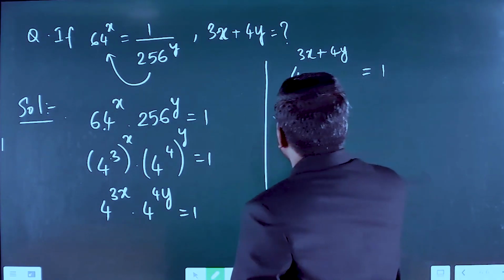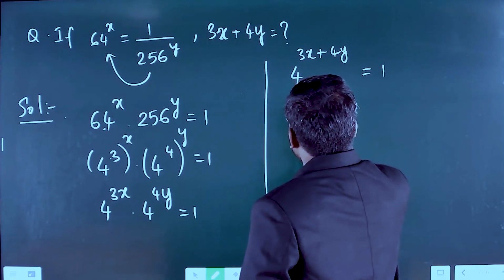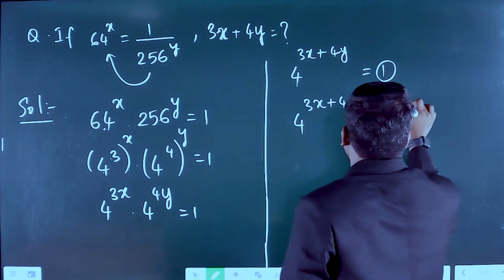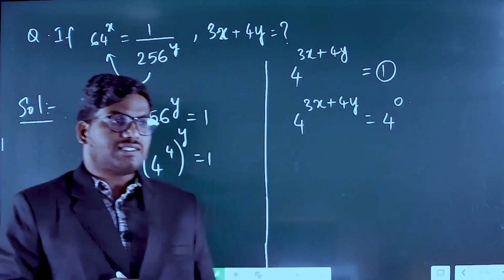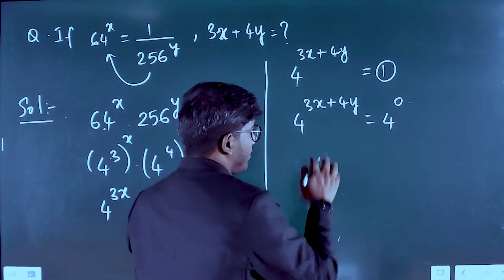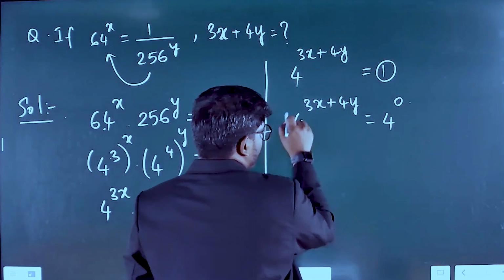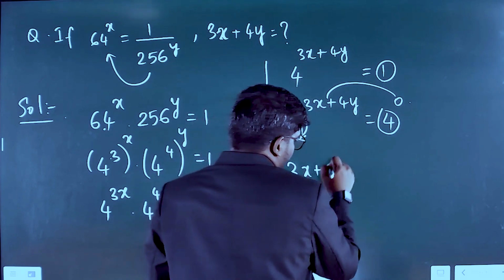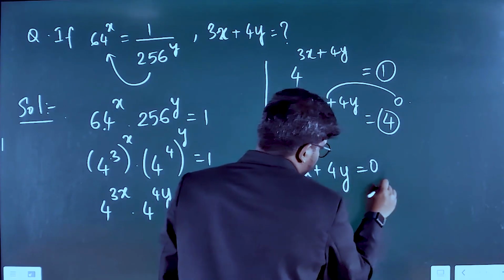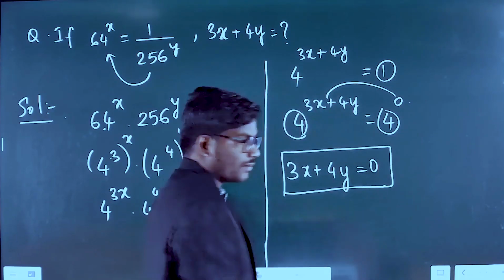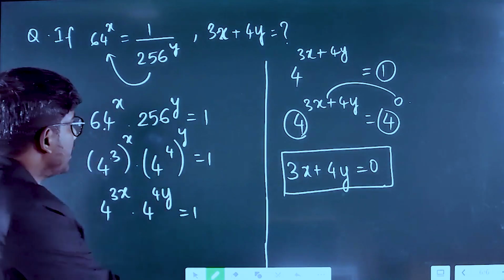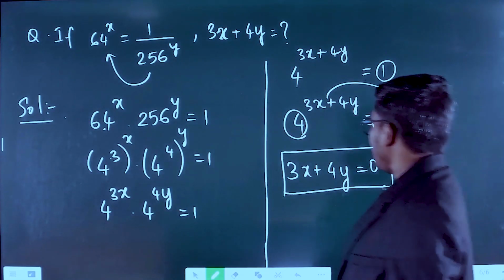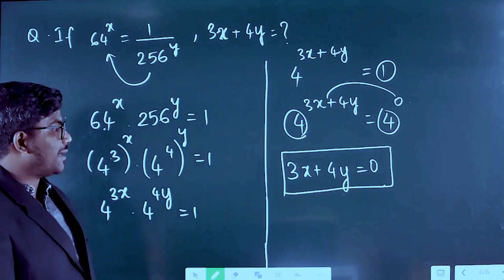Which makes it 4 power 3x plus 4y is equal to 1, which can be written as 4 power 0, right? A power 0 is 1, where a is not equal to 0. So 1 can be written as 4 power 0. So if you exclude the bases and compare the exponents, 3x plus 4y becomes 0, right? I hope this is clear. So the value of 3x plus 4y will become 0.